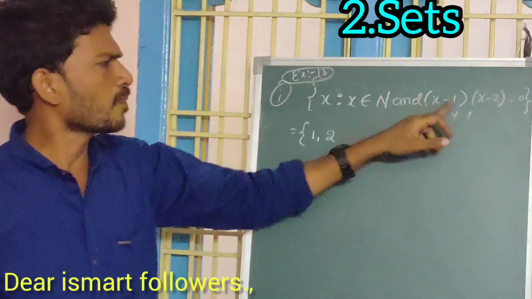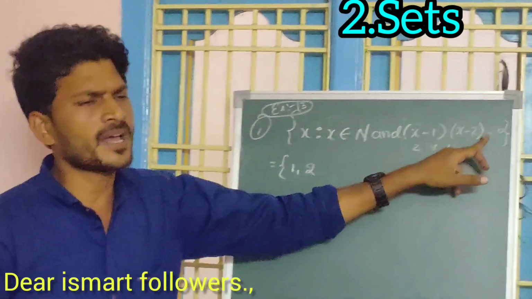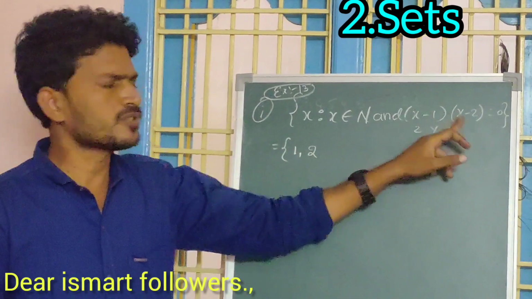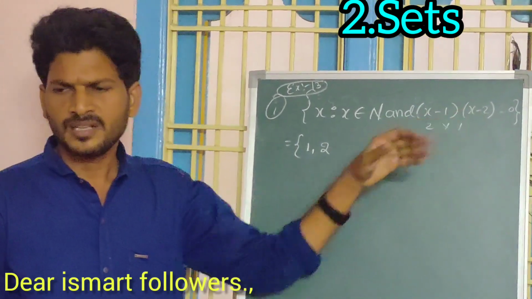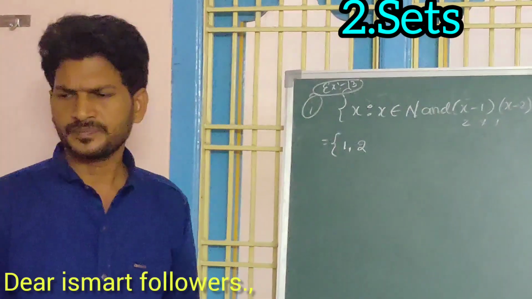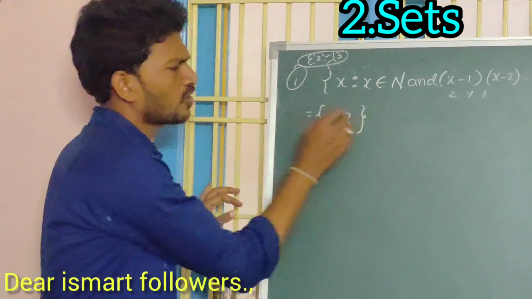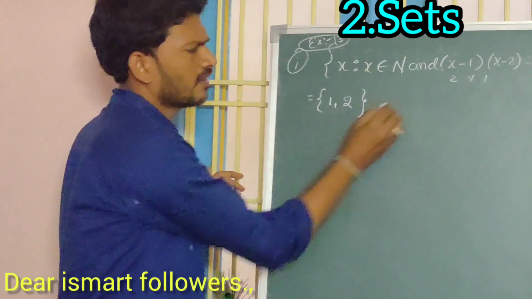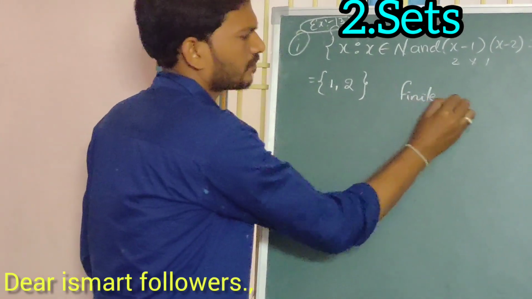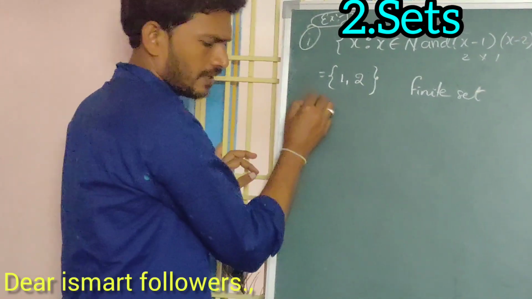Next, 4. 4 minus 1, how much? 3. 4 minus 2, how much? 2. 3 into 2 is 6, so 0 did not come. So we are not getting any other number. We got the answer only for 1 and 2. So is this finite or infinite? Finite. Finite set.